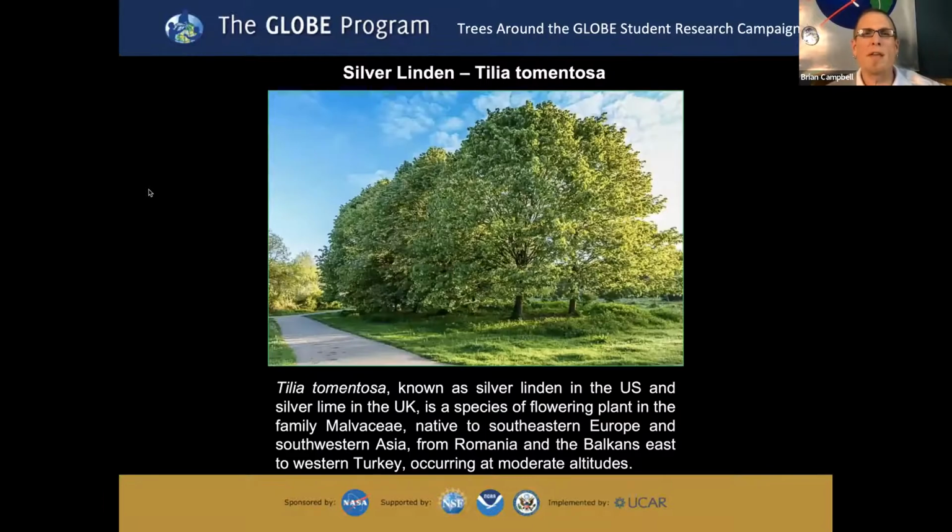So the first one, the Tilia tomentosa, is also the silver linden tree, and it's basically in the US, and it's a silver lime, as mentioned by some of the students in Switzerland, in the UK, and is a species of flowering plant in the family Malvaceae, native to southeastern Europe and southwestern Asia, from Romania and the Balkans east to western Turkey, occurring at moderate altitudes. So there's lots of these in the Europe and Eurasia region.